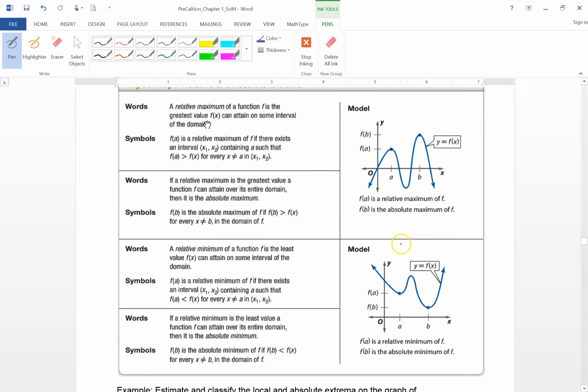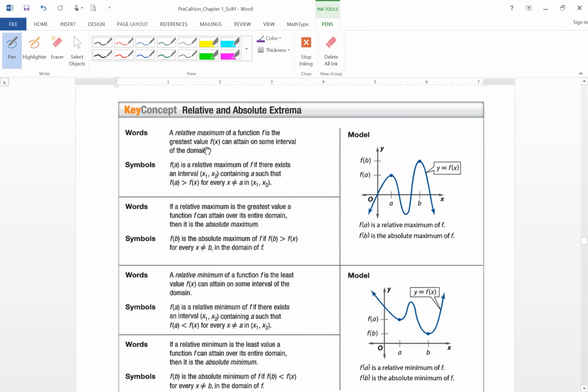Now, extrema. We've talked about maxima and minima, right? Where is the maximum? Where is the minimum? Together, in general, those points are called extrema. So an extremum is either a maximum or a minimum. All right, it's the extreme points.